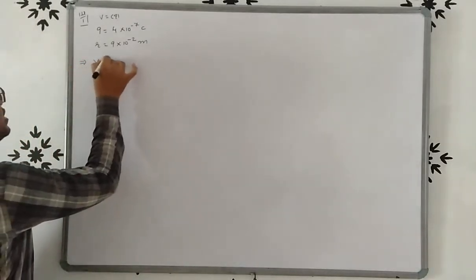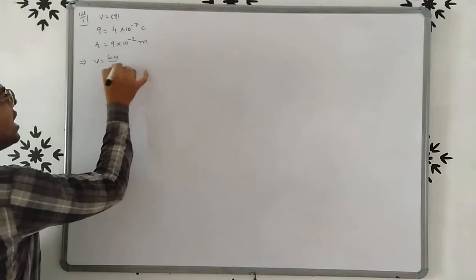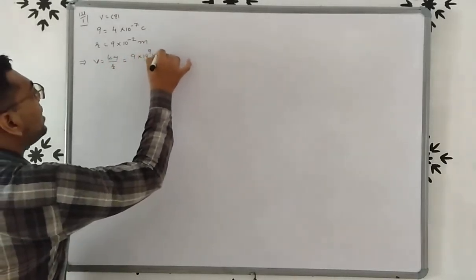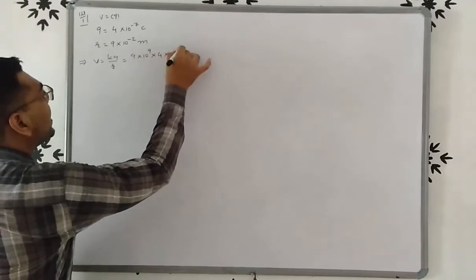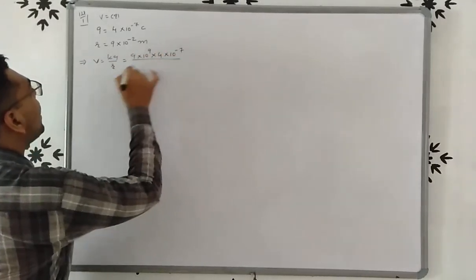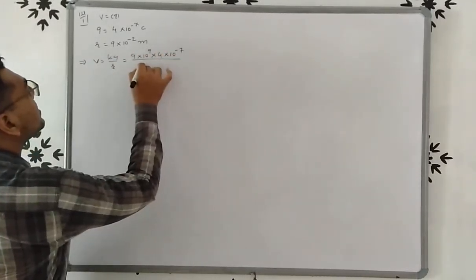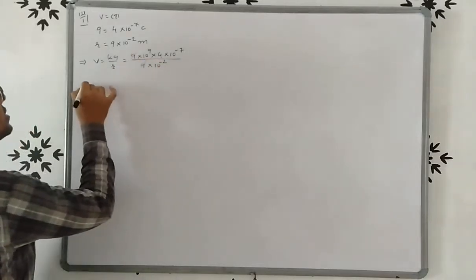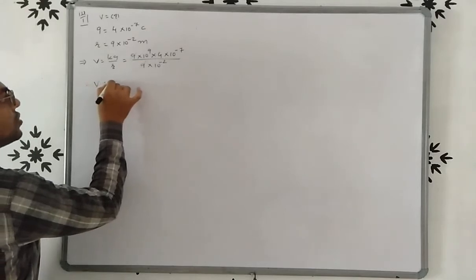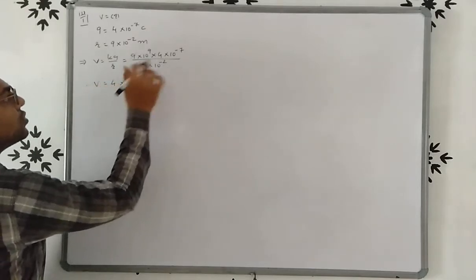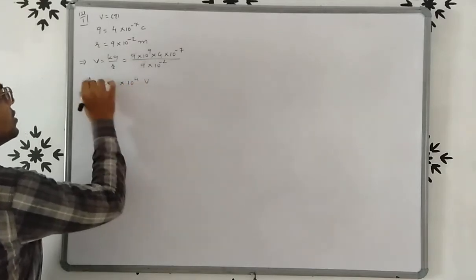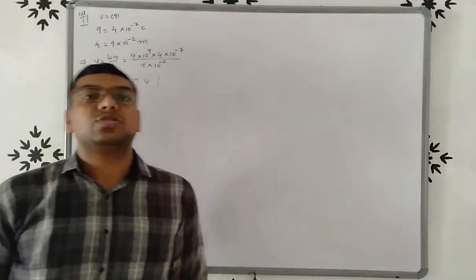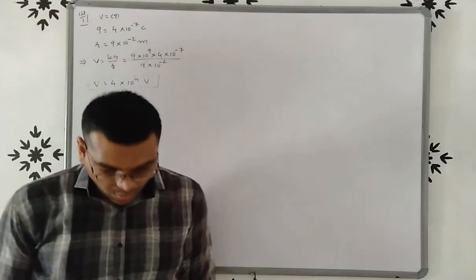So we know that V is equals to KQ upon R. Value of K 9 into 10 raised to 9, value of Q 4 into 10 raised to minus 7, upon value of R, that is 9 into 10 raised to minus 2. So here 9 cancel. So V is equals to 4 into 10 raised to 4 volt. So here potential is equals to 4 into 10 raised to 4 volt.